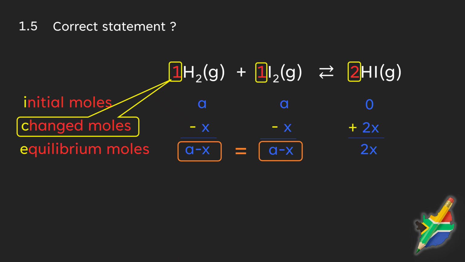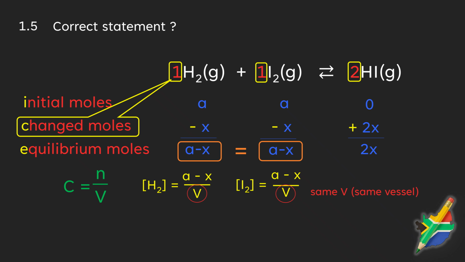And we know this because the answers are written in square brackets. Since concentration is equal to moles divided by volume, we can write the concentrations of the two reactants like this. But all the gases are in the same volume, the same vessel. Therefore, the concentration of hydrogen gas and iodine gas must be equal at equilibrium. And so the answer is A.